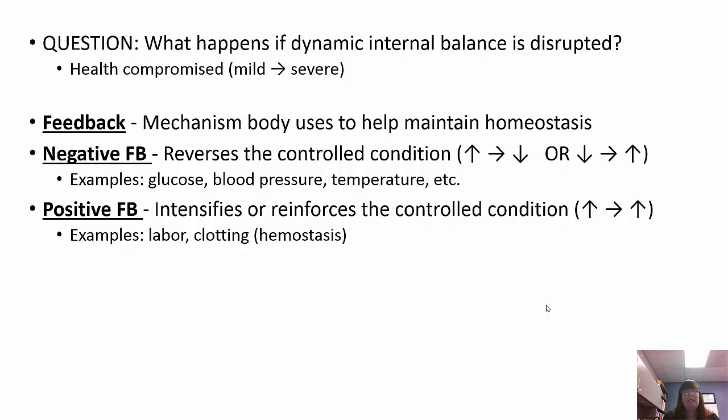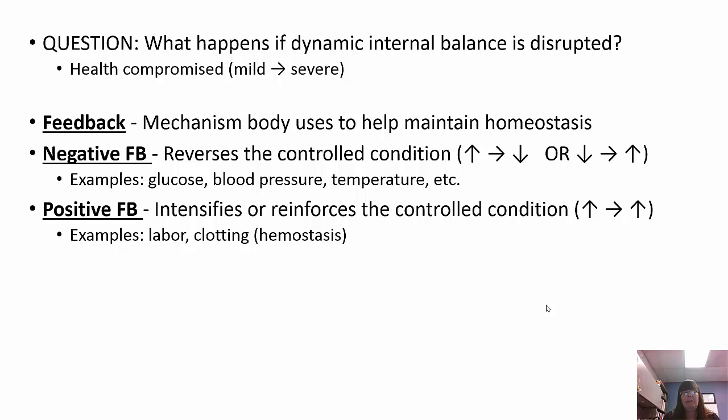Negative feedback mechanisms reverse the stimulus, reverse the condition. So if your blood pressure goes up, our body tries to get it back down. If your temperature goes up, our body tries to get it back down. If your blood glucose goes down, we try to get it back up. So it's the opposite. Positive feedback intensifies and amplifies that initial stimulus. So labor and blood clotting are really the two examples of positive feedback in our body. Most everything else is negative feedback.